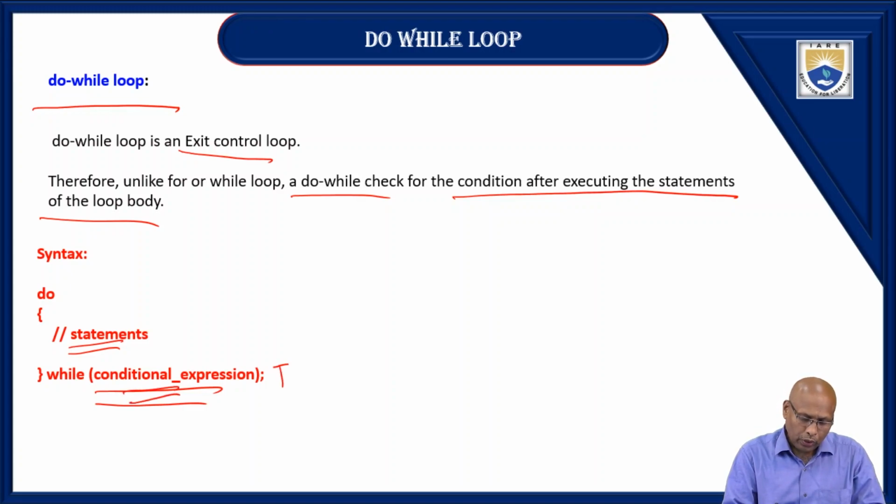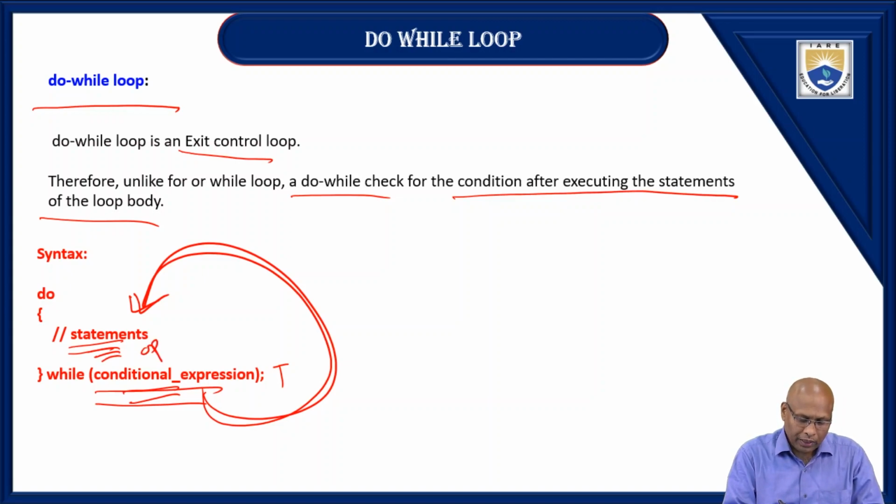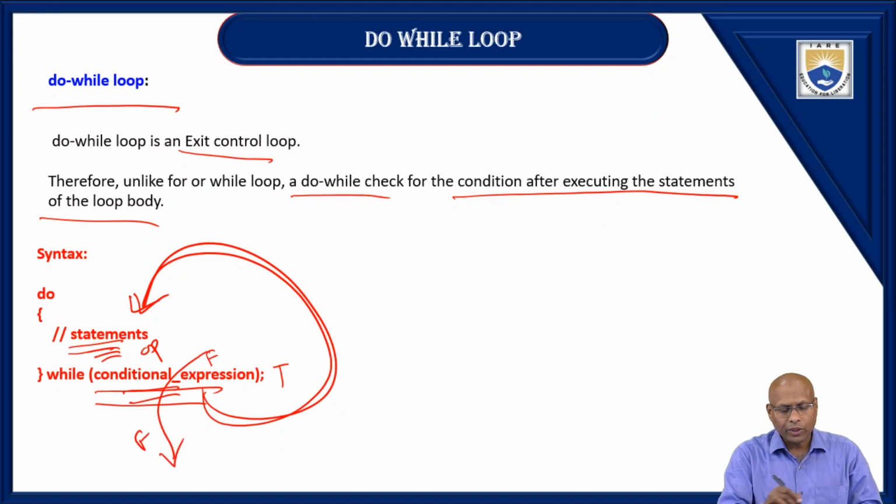So do some statement. After performing the statement, then check the condition. If it is true, again repeat. So that means as long as it's true, the control will go to the beginning again. So here you will find some set of operational statements. Once true, repeat. If it is false, then the control will come out from the loop. So this is the way the do while loop works.